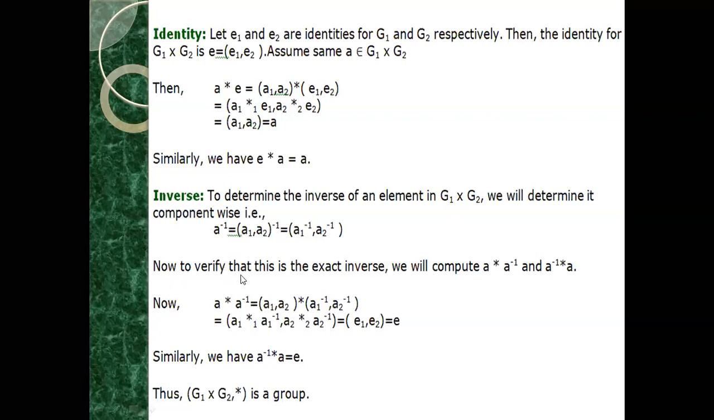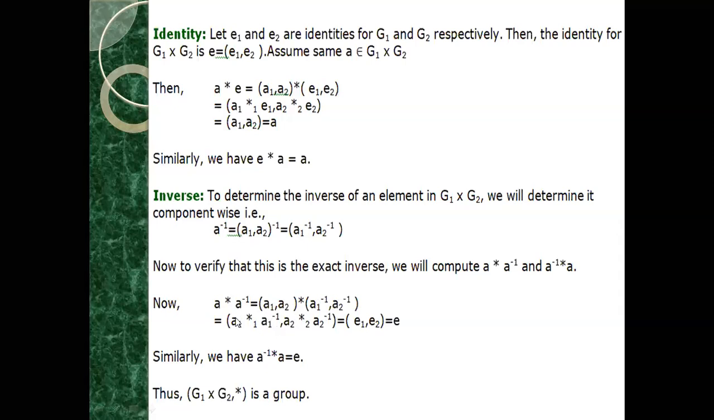So now to verify that this is the exact inverse, we will compute A star A inverse and A inverse star A. Let us consider the LHS, A star A inverse, that is equal to (A1, A2) star A inverse. The element A inverse can be expressed as (A1 inverse, A2 inverse). So we can apply the binary operation of these two ordered pairs. That is (A1 star1 A1 inverse, A2 star2 A2 inverse).